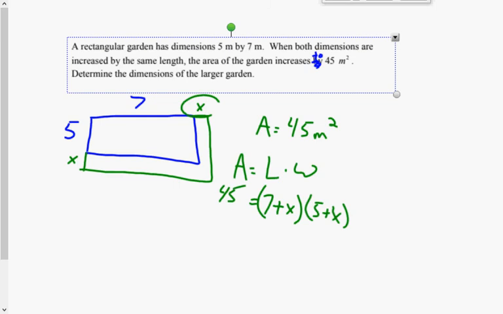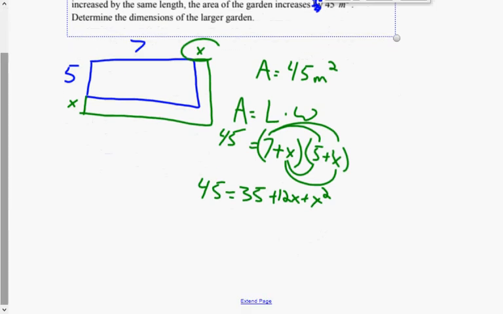So now I have an equation I've set up. 45 equals 7 plus x times 5 plus x. So now I need to solve for x. First thing I'm going to do is all my FOIL, all my distribution properties. So I'm going to rewrite it now. It's 35 plus 12x plus x squared. Now I'm going to bring this over, make it all equal to 0, so I can use my quadratic equation.